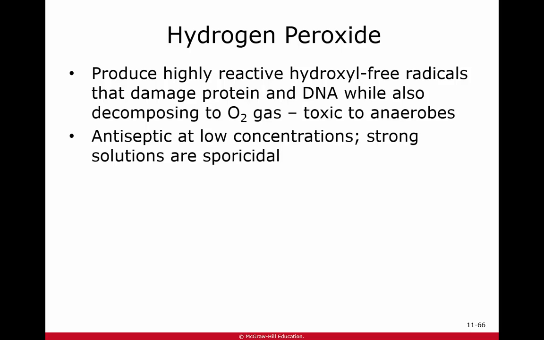We also mentioned hydrogen peroxide. The great thing about hydrogen peroxide is it produces highly reactive radicals that damage proteins, can also damage DNA, while at the same time decomposing to oxygen gas. And so one of the things that we notice when we apply hydrogen peroxide to a wound is that it produces those bubbles. So it's actually giving off oxygen, which is a good sign that there was something there, and it's able to damage them or to kill them. So definitely hydrogen peroxide is an option with that.